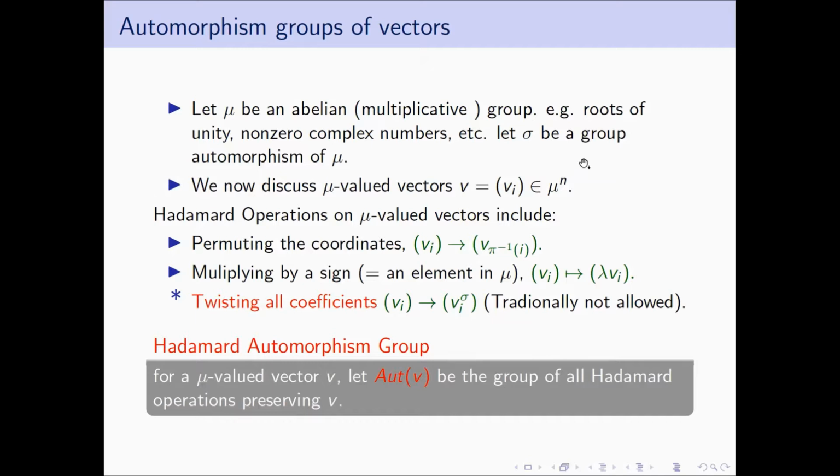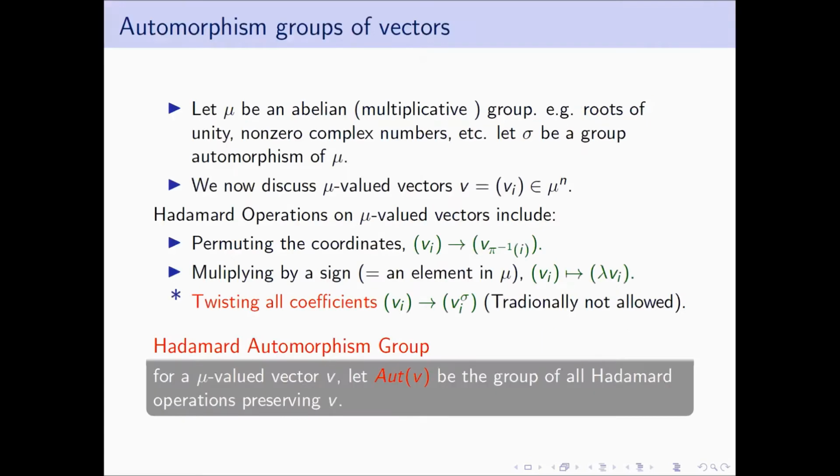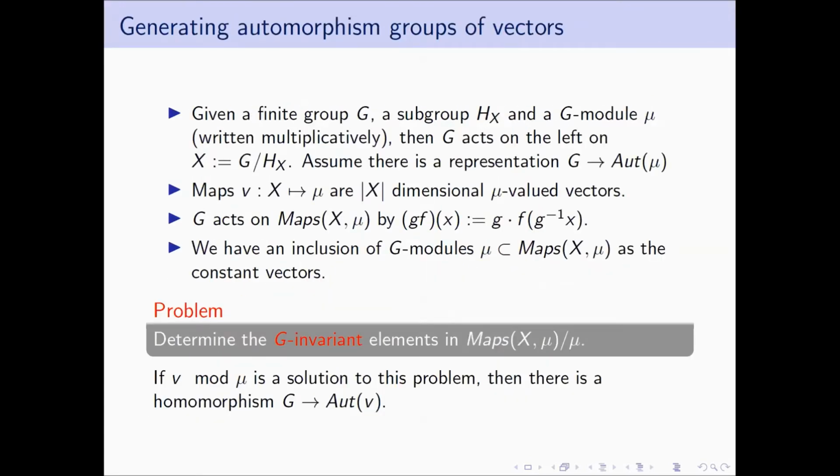Now I would like to discuss the same question differently. Not that the vector is defined, but actually we start with a group, which is going to be the group of automorphisms. So we guess a group, and we guess a subgroup H_X of this group, and X is going to be G mod H_X. So this is going to be our array of vectors, and we want to map this X into mu.